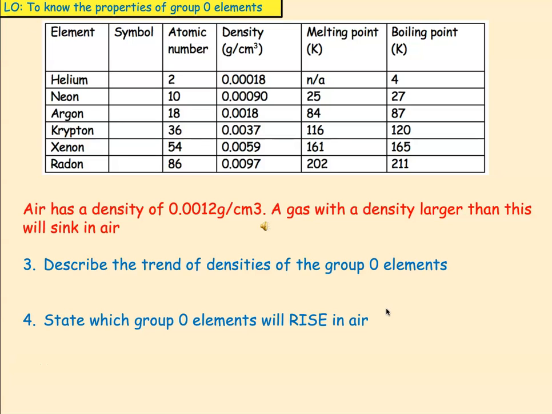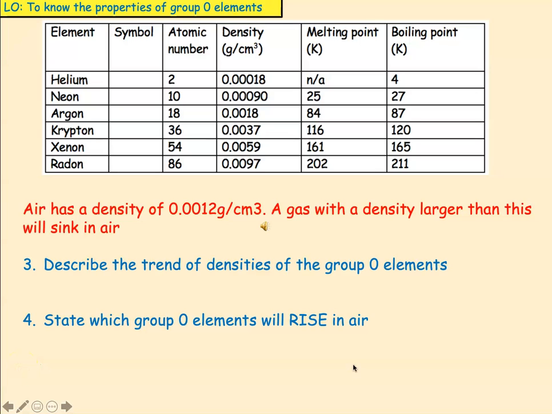First of all, I want you to describe the trend of densities of the group 0 elements. And second of all, I want you to look at their densities and say which ones will float, which ones will rise in air. So pause the video now and come back when you've answered the questions.